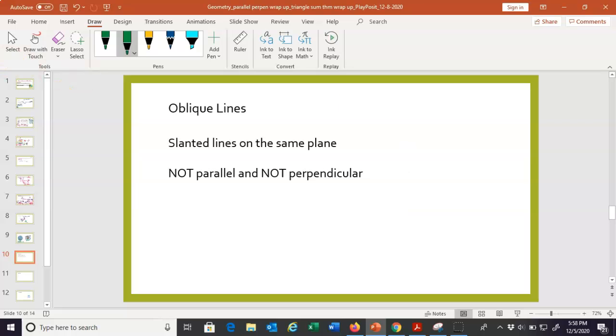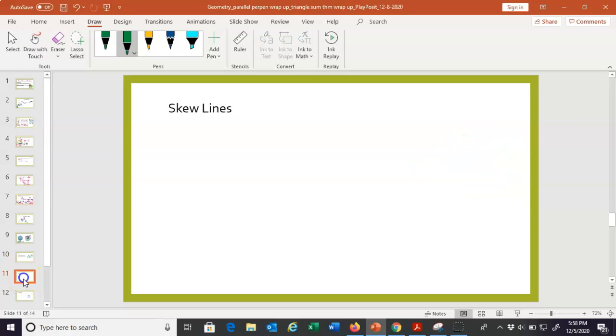Let's say I have a plane like this. We label planes with large capital letters. And I drew that one and, I don't know, this one. See, they're obviously not parallel because they're crossing, but they're not perpendicular. They're not crossing at a 90-degree angle. I promise you. Maybe I need to make that, how about that? That's a little bit better. So two lines on the same plane that are not parallel and not perpendicular.